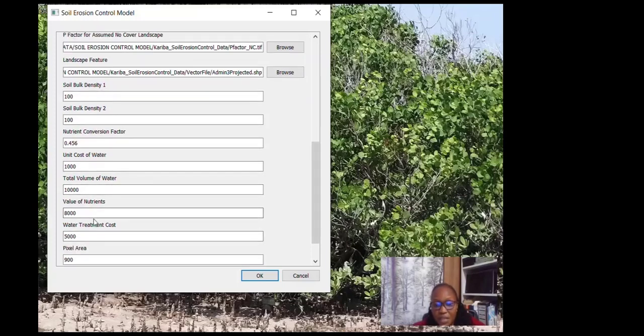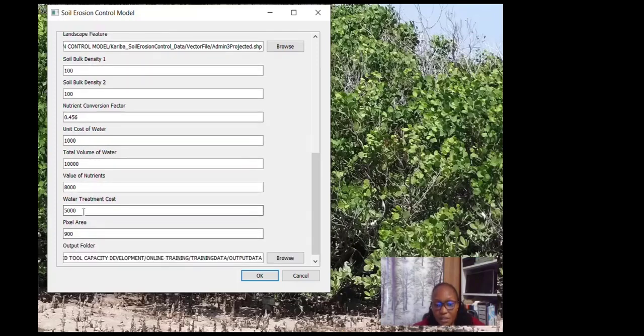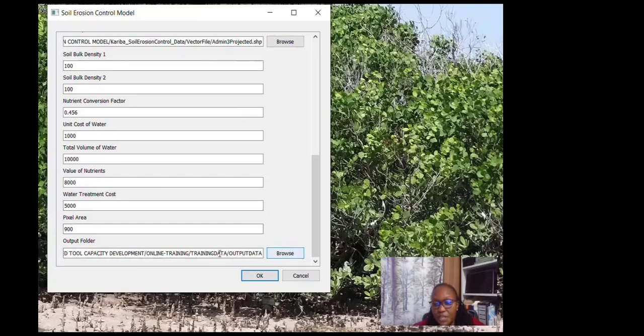The value of nutrients, like I've said, we are going to use the retailing market prices for either organic or inorganic fertilizers. Water treatment cost is the cost incurred to clean this water as a result of pollution from soil erosion or sedimentation. Pixel area is based on the satellite imagery that is being used for this valuation and has been used to extract the factors we have discussed above. Then the output folder is where you'd want to store your final output to visualize it in QGIS or ArcGIS, whatever GIS software you have.